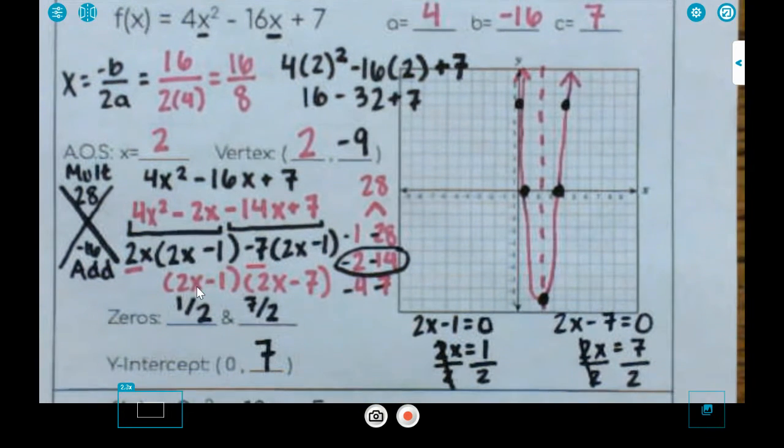That looks like a unicorn horn. Like an upside down unicorn horn. Focus.